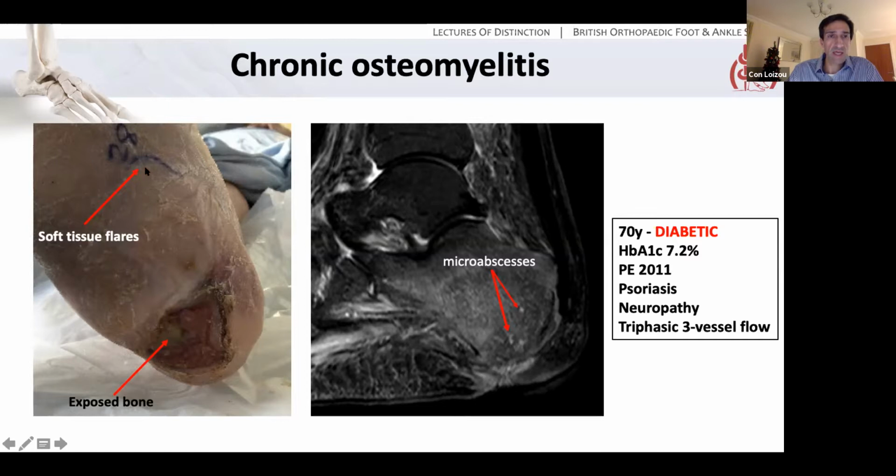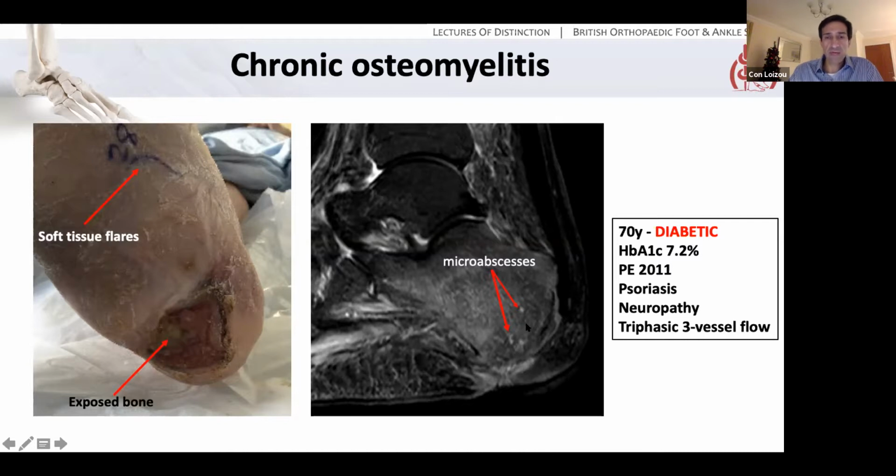And in these chronic cases, you tend to see markings on the skin from past flare-ups of soft tissue infections, and that is common in chronically open wounds. Now, on MRI, you can see cortical erosion. You can see high signal changes on T2 weighted images of the calcaneum, and you can see multiple microabscesses.